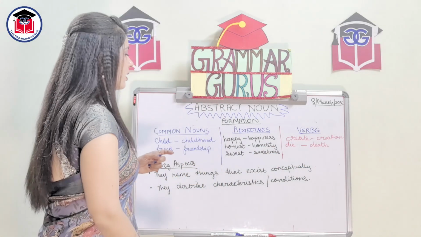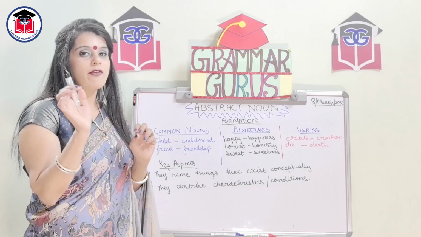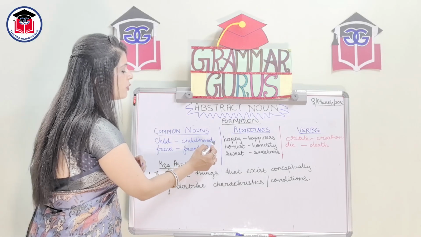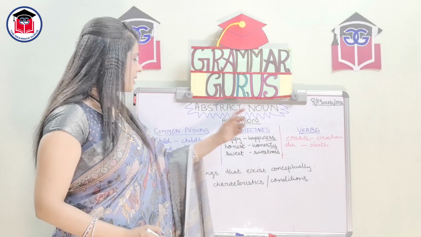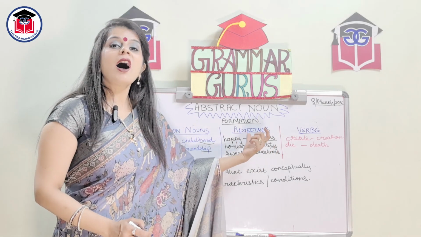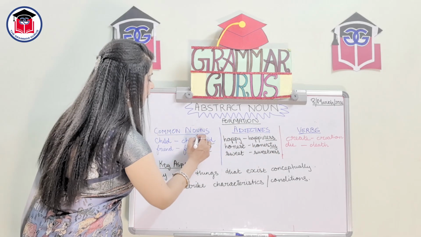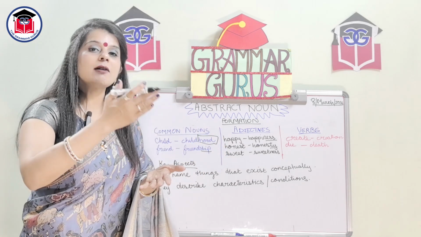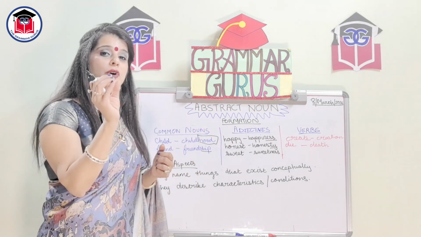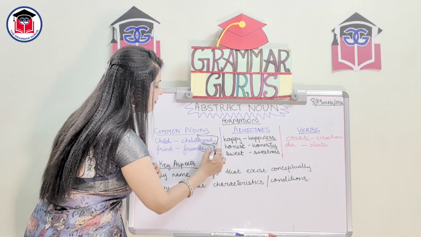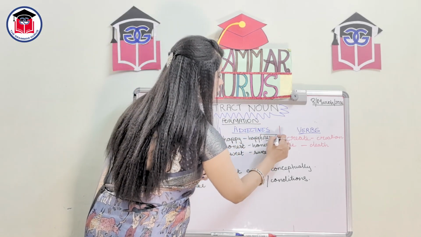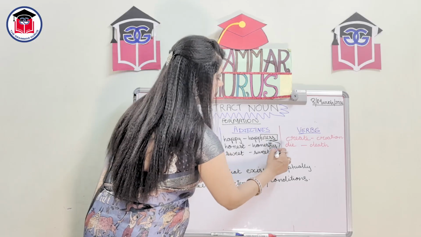So what is important here is that we usually form abstract nouns using these suffixes: hood, ship, ness, ty. So you will see that most of the abstract nouns are formed by adding a suffix. Suffix is something that comes in the end of the word. A few group of letters that come in the end of the word. So usually we add these suffixes to form our abstract nouns.